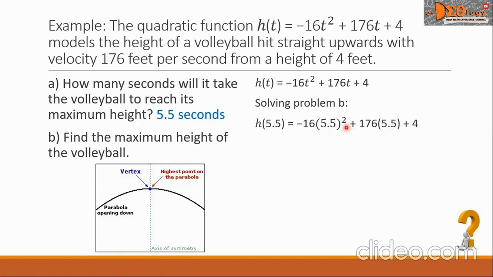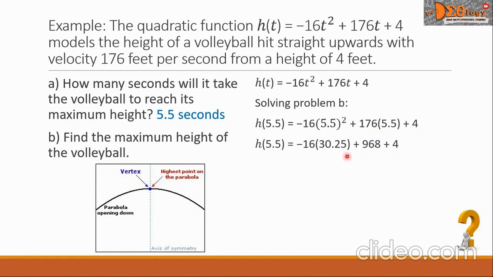Simplifying further, the square of 5.5 simplifies to 30.25. And then plus, we get the product of 176 and 5.5, and that is equal to 968. We simply copy the constant plus 4.